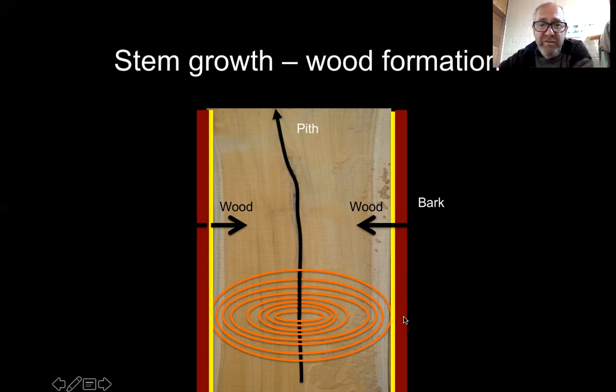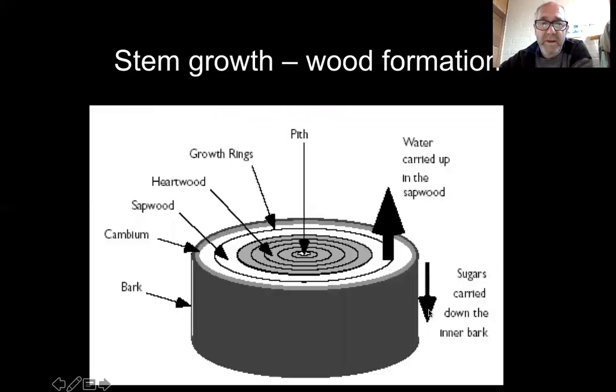The cracks are actually filled up with secondary growth, corky material, and that's where we actually get cork from, an oak tree that produces a lot of corky material to fill in those cracks and provide secondary bark.